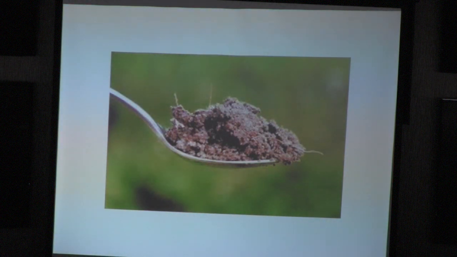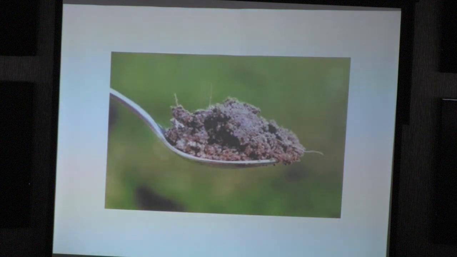So I put this picture in just to kind of get your mind thinking of, when you see this picture, what are you thinking? A teaspoonful of dirt? Or do you think of it as a living, breathing ecosystem? Just how many living organisms do you think can be on just that little piece of dirt right there, that soil? Throw out a number.